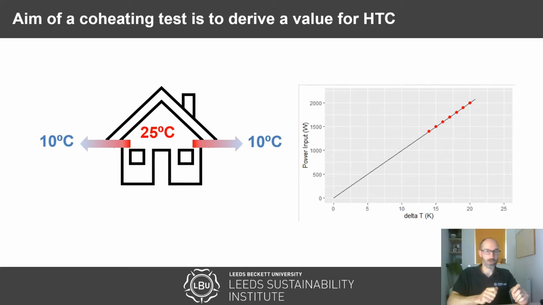If you do this for several days, averaging your temperature data every day and summing your power data, then ideally you could draw a straight line through those points. The gradient of that line will have units of watts per Kelvin, and therefore the gradient of the line is the value of HTC that you are after, in this case 100.